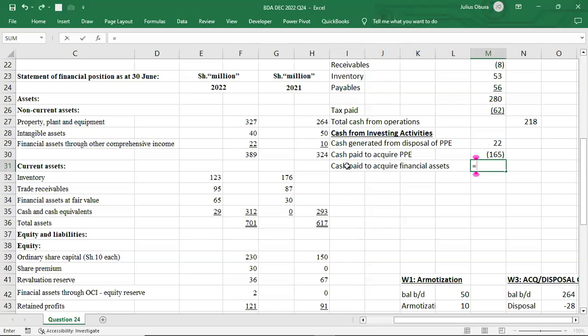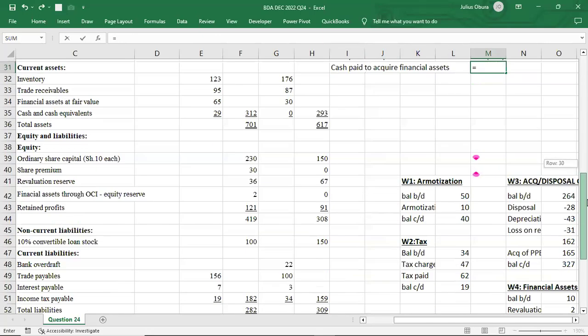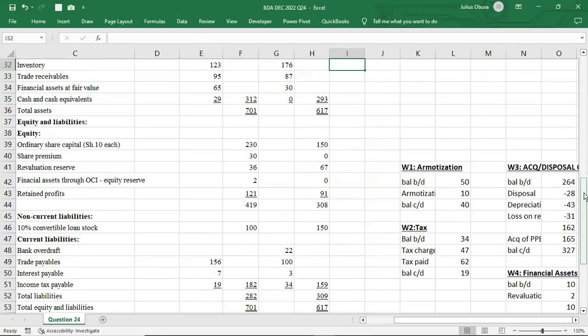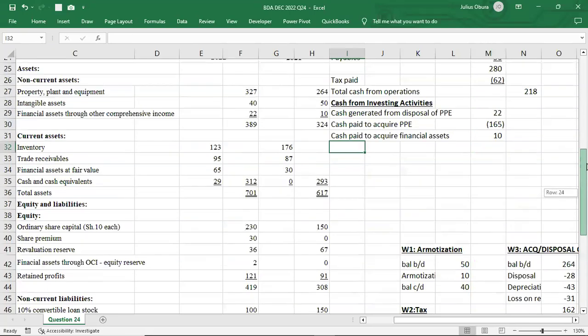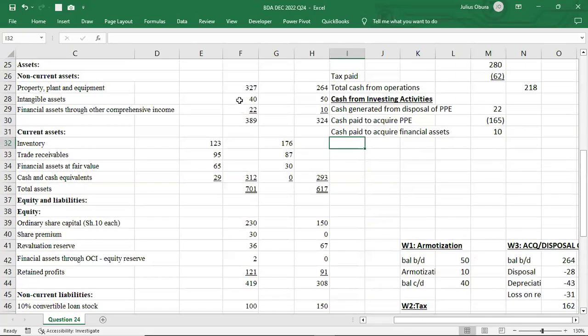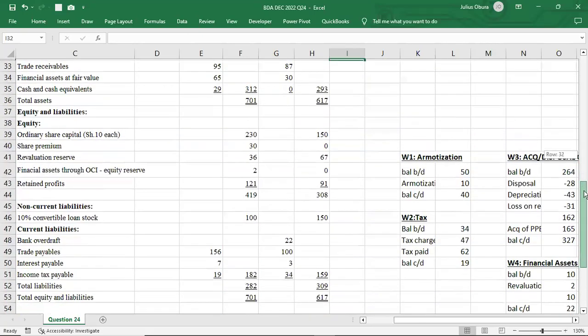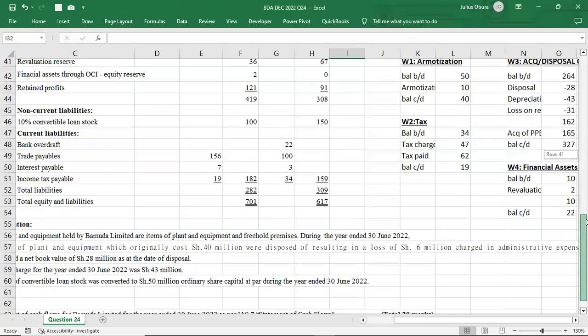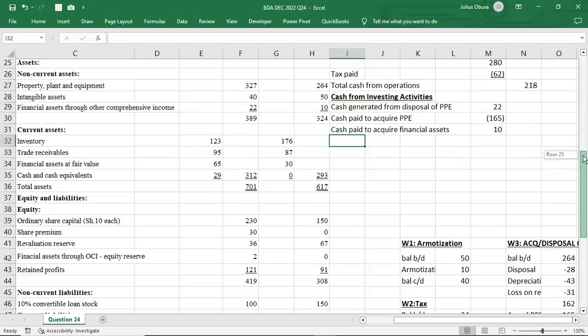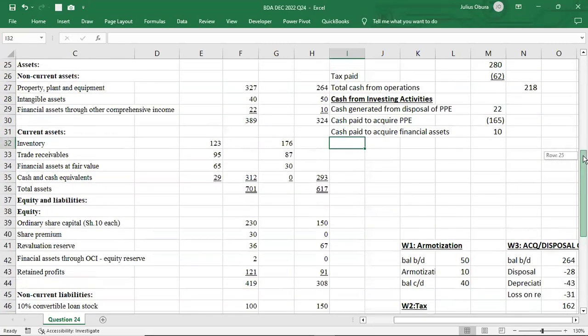And the cash that was paid to acquire financial assets, it's 10. We have 10 as the cash paid to acquire financial assets. For the intangible assets, we've used this to compute for our impairment and amortization. So that is what we'll have for our cash from investing activities.